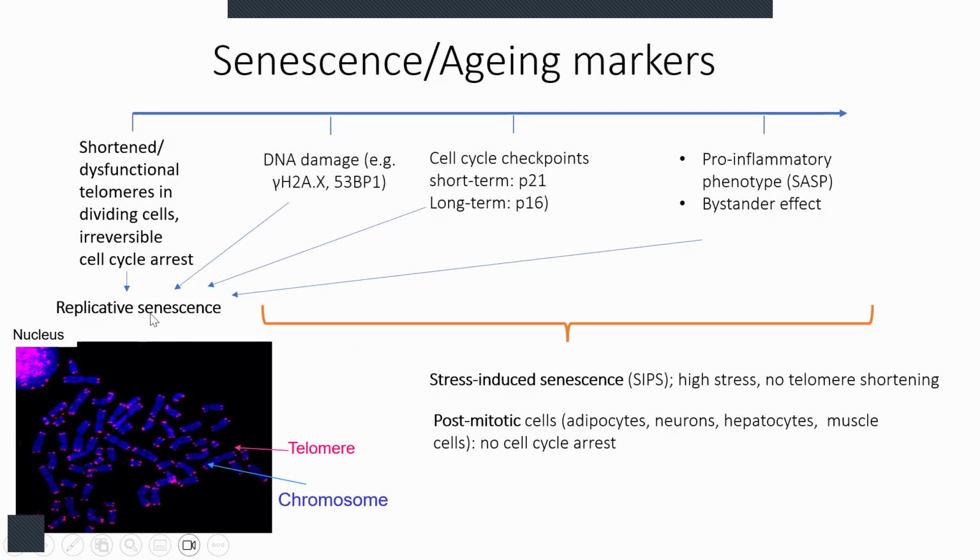In addition to replicative senescence, there's also stress-induced senescence. I might have forgotten to mention that the adipocytes themselves, when they are differentiated, are mainly postmitotic, but all other features like DNA damage, cell cycle checkpoints, and the SASP also occur in non-replicative senescence, where telomeres don't shorten because the cells don't divide, but they still get damaged. And I will also show some results of that. Other postmitotic cells are neurons, hepatocytes, and muscle cells to a large extent.